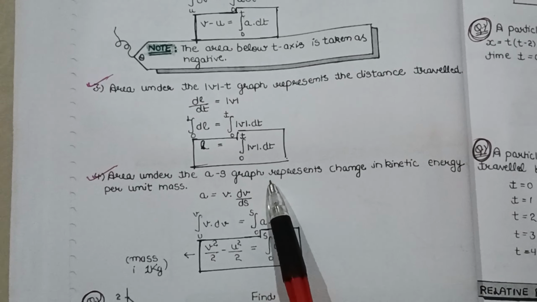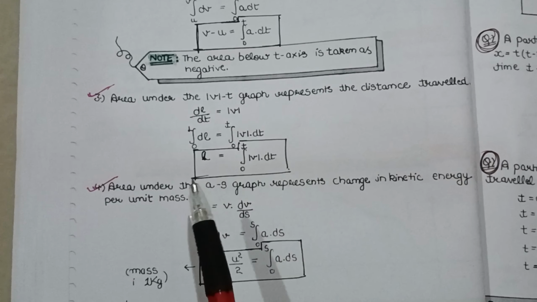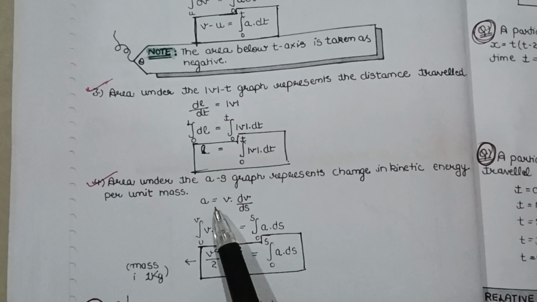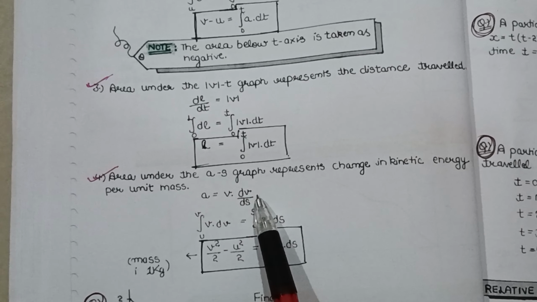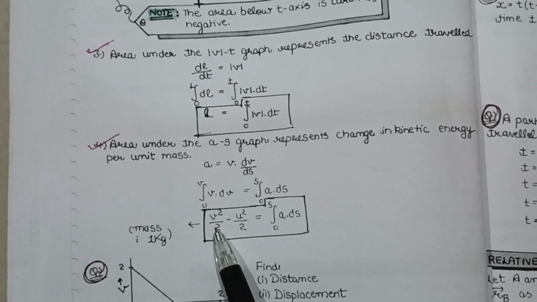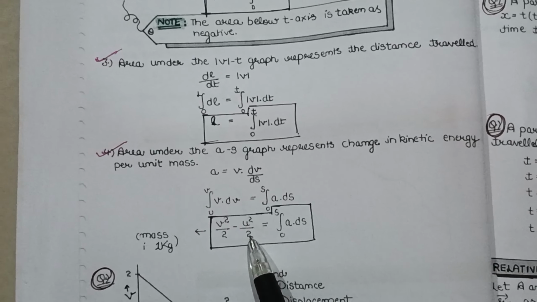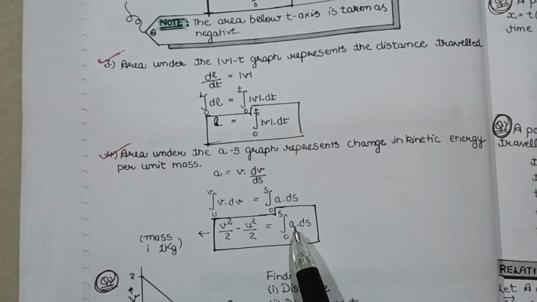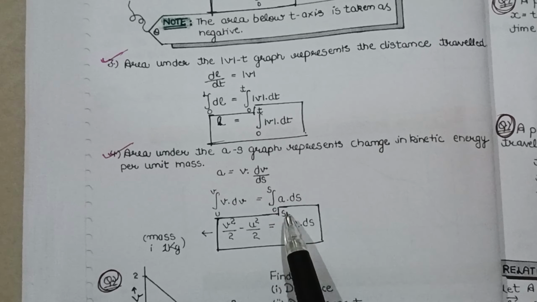Area under the AS graph represents the change in kinetic energy per unit mass. A is equal to v dv by ds. So v square by 2 minus u square by 2 is equal to integration of a dot ds from 0 to s.